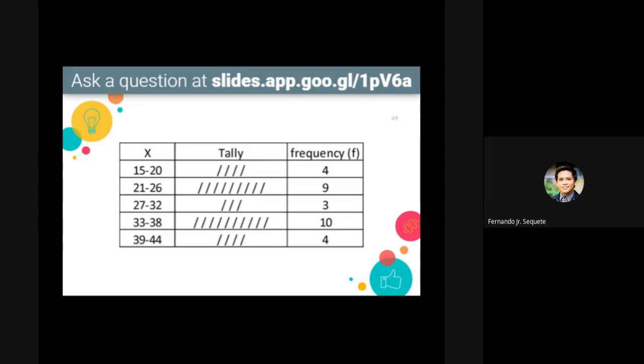1. I don't know if you can see my cursor. Hindi nyo makikita yung cursor ko, no? Hindi po. Yes, sir. Hindi po.